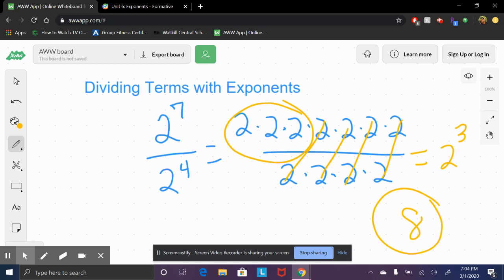So a very similar rule to when we multiply, but when we divide, again, we keep the base. Keep the base, it stays at 2, and we subtract the exponents. So 7 minus 4, which is 3. But it's always good to write it out expanded to see how you get that. Okay, let's look at another one.